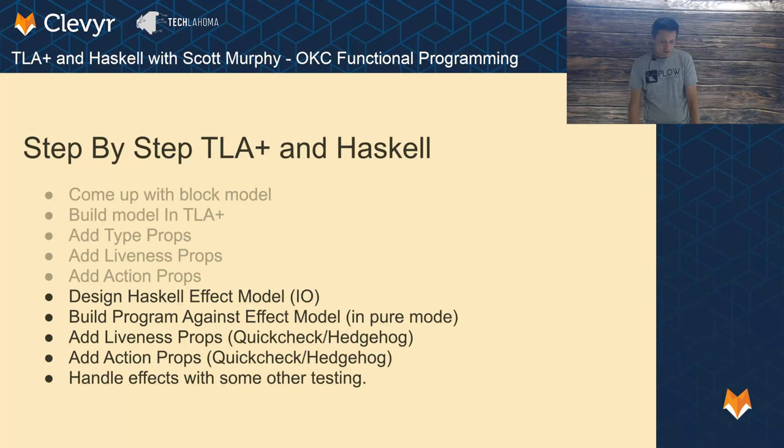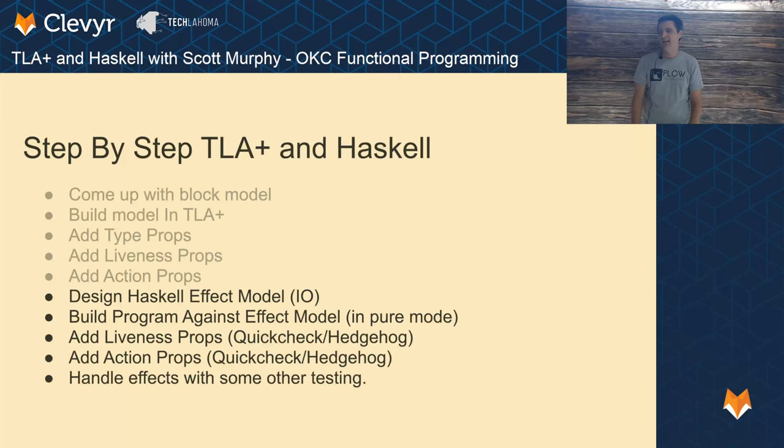Okay, so what have we done just to review so far? We've come up with a block model. We've taken that model and moved it over to TLA plus. We've added some type properties, some liveness properties, and some action properties. Now we're going to take all that, and we're going to do some stuff in Haskell. So the first thing we're going to do is look at our model and try and understand what things our model has talked about and what things our model hasn't talked about.